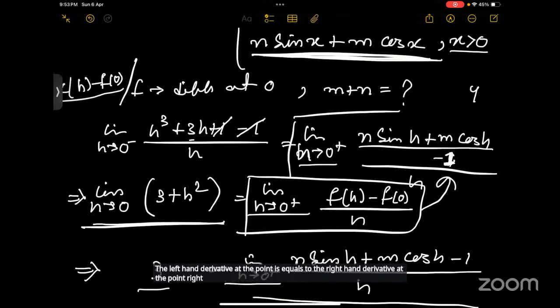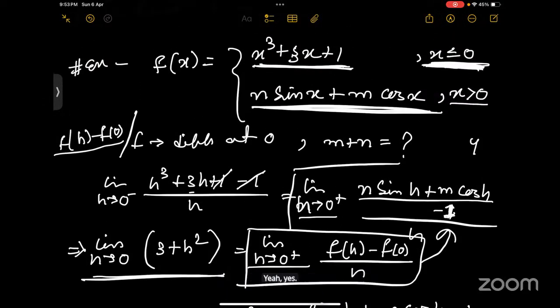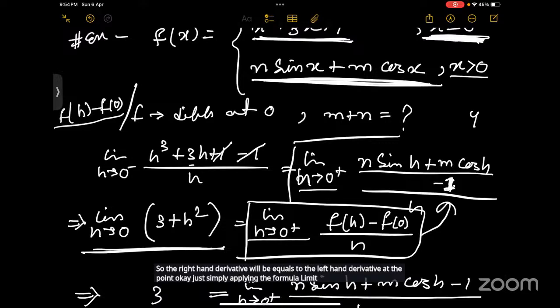Ma'am, it means the function is continuous at 0, right? Yes. Differentiability implies continuity. So if it is differentiable, it will automatically be continuous. But here we will use the definition of differentiability. So the right-hand derivative will be equal to the left-hand derivative at the point. Now we are just simply applying the formula. Limit h tending to 0 minus f of h minus f of 0 by h equals limit h tending to 0 plus f of h minus f of 0 by h.